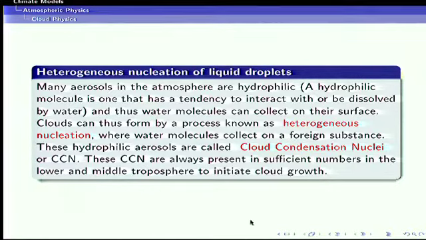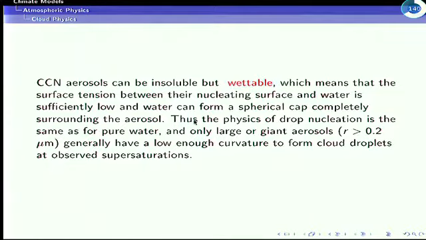The aerosols that have this hydrophilic property are known as cloud condensation nuclei. And there are plenty of them around. They're always present in enough numbers to be able to form clouds efficiently. So the process can be in 2 ways. First of all, the CCN can be insoluble, but wettable. What that means is that the water vapor can condense on their surface, but they're not actually dissolvable.